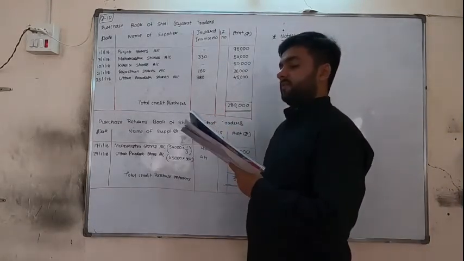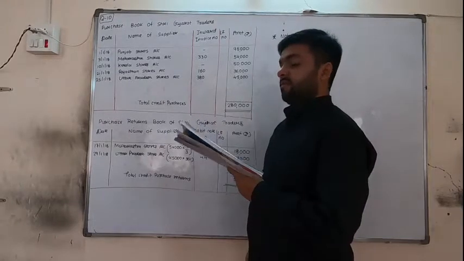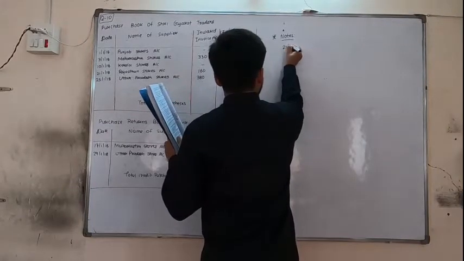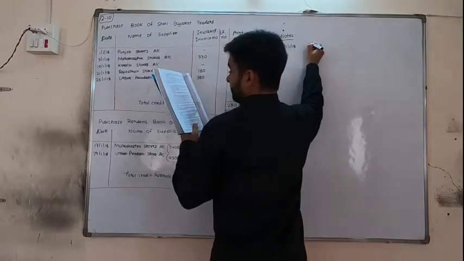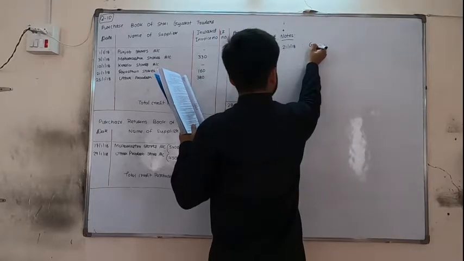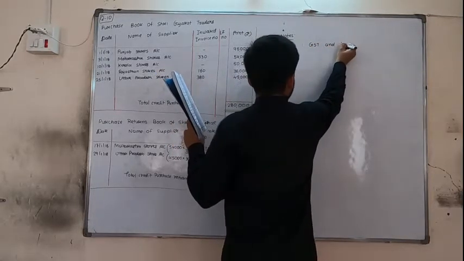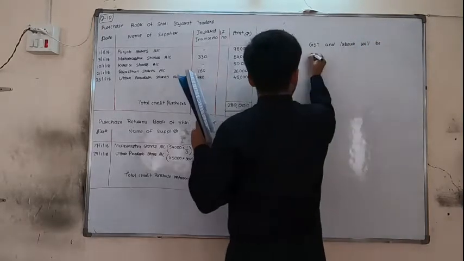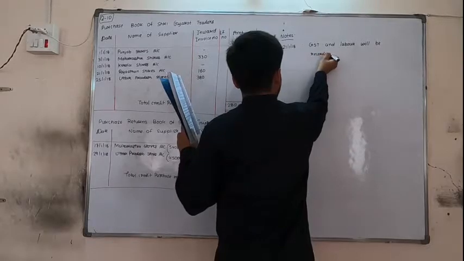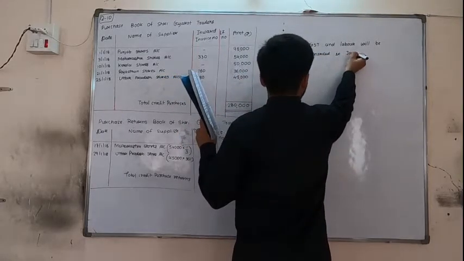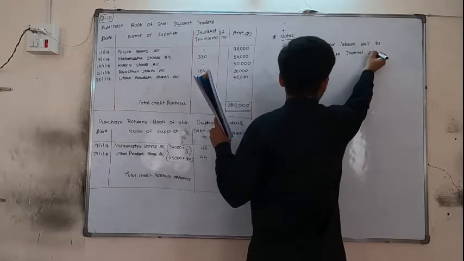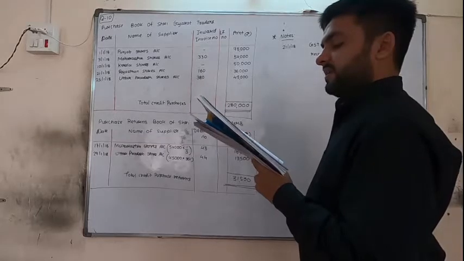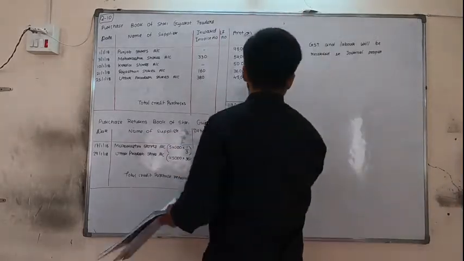Okay, first we have recorded 3rd, 10th, 17th, 21st, but there are expenses. So let's write that 21,180, GST and labor will be recorded in the journal proper. 25th we have recorded, 29th we have recorded, 30th and 31st we have not recorded.